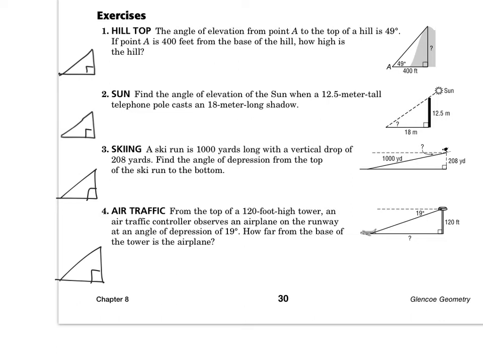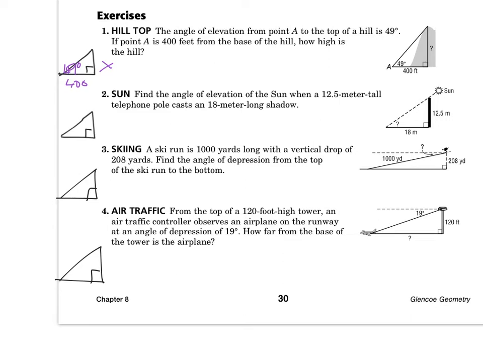If you look at this first problem, it tells the angle of elevation from point A to the top of the hill is 49 degrees. So I'm going to fill that in. That's 49 degrees. Nice drawing by me. Point A is 400 feet from the base of the hill, so this horizontal distance is 400 feet. How high is the hill? That's where my x is going to go.